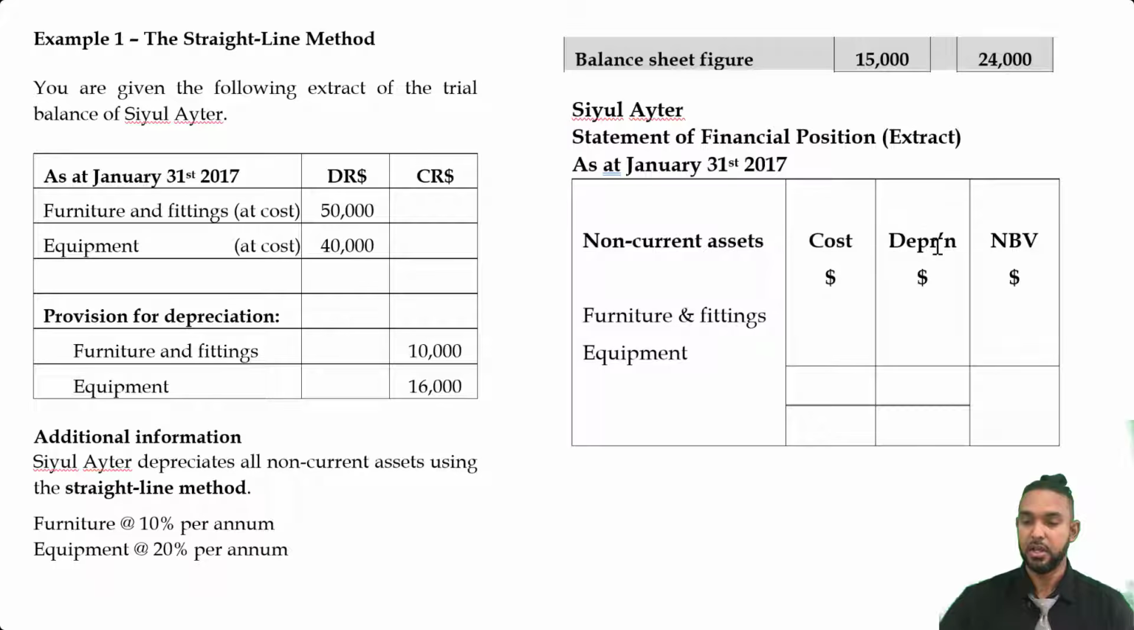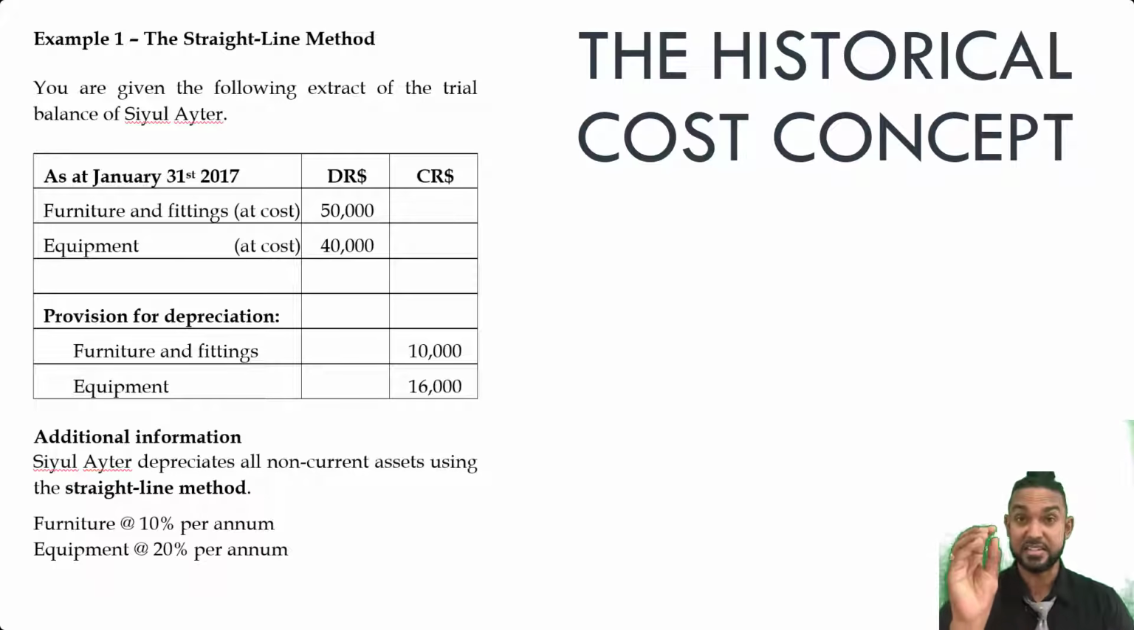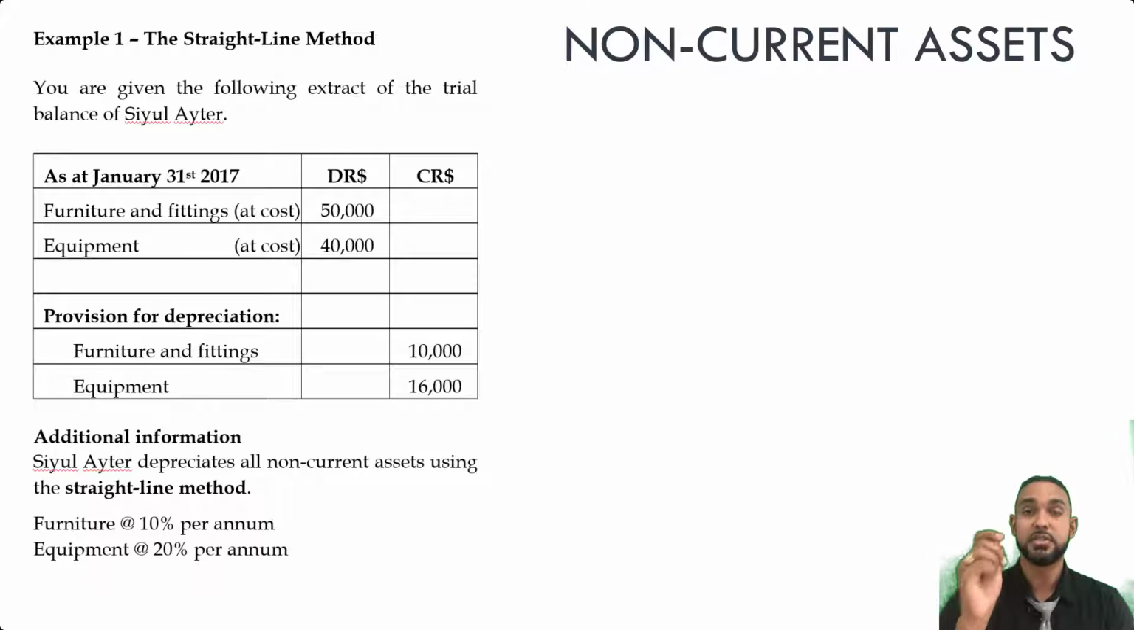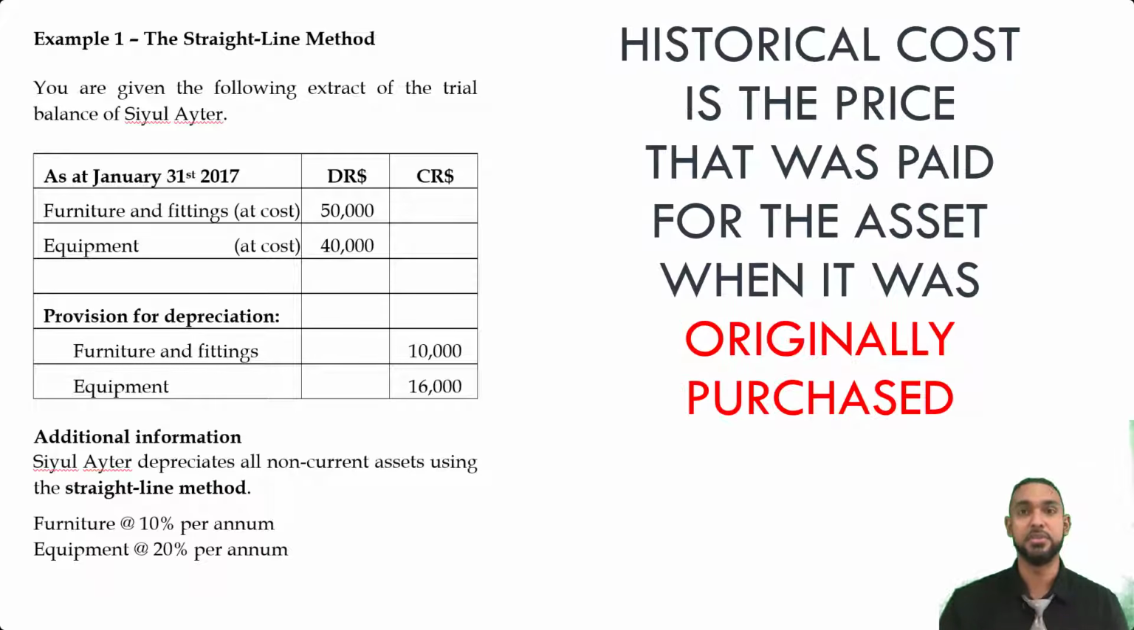Now, please notice my headings for my columns. In the previous video, I did not have headings for my columns apart from the dollar sign. These headings apply to the non-current assets section because there is an accounting concept called the historical cost principle. It says that non-current assets must be shown at their depreciated historical cost in the financial statements. What is historical cost? It simply means the price that you paid for the asset when you bought it. The price paid back in history.